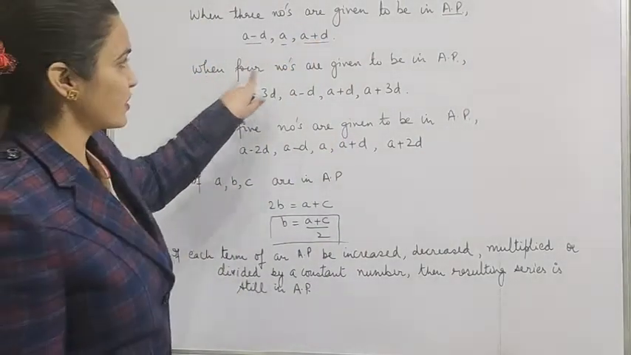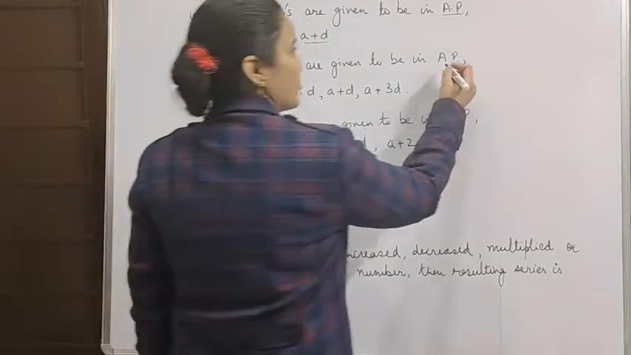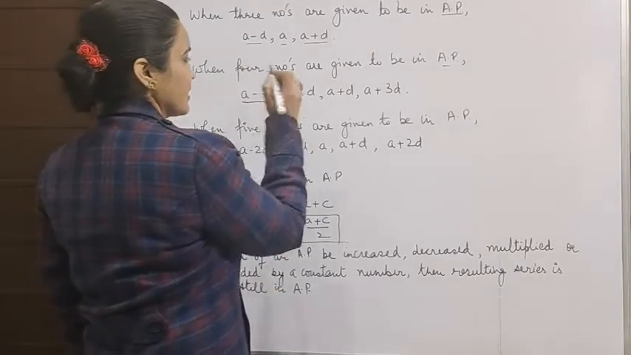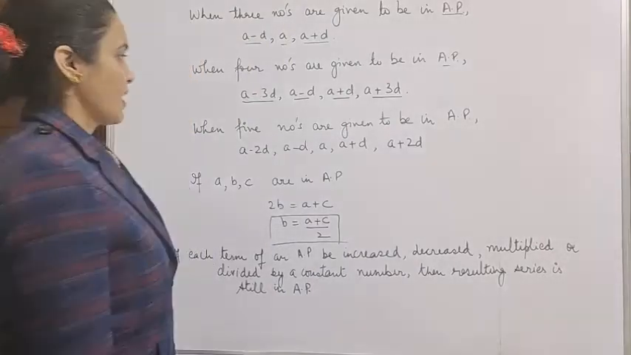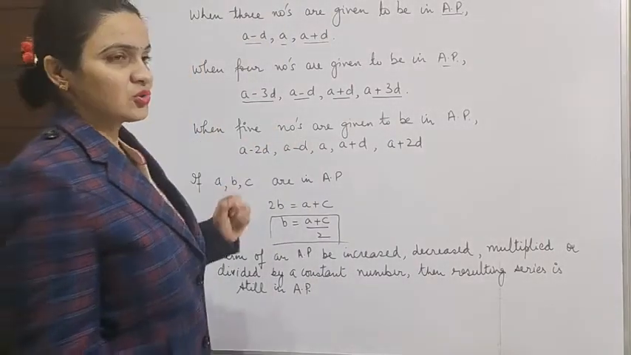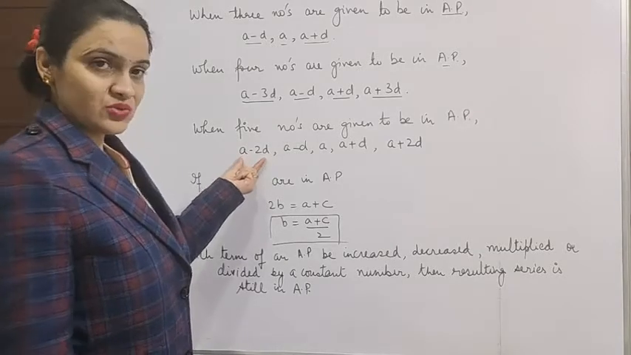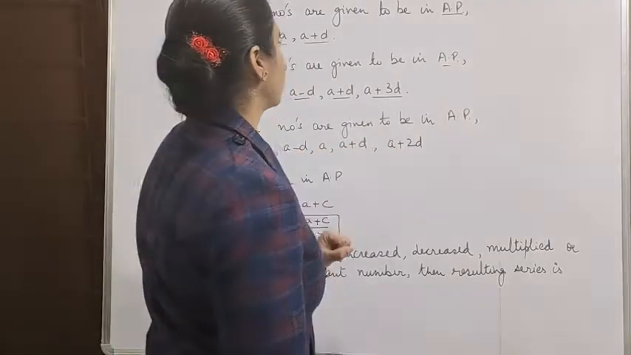Also, when four numbers are given to be in an arithmetic progression, AP meaning arithmetic progression, then we can take the numbers as A minus 3D, A minus D, A plus D and A plus 3D. When five numbers are given to be in an AP, then the numbers are A minus 2D, A minus D, A, A plus D, A plus 2D.